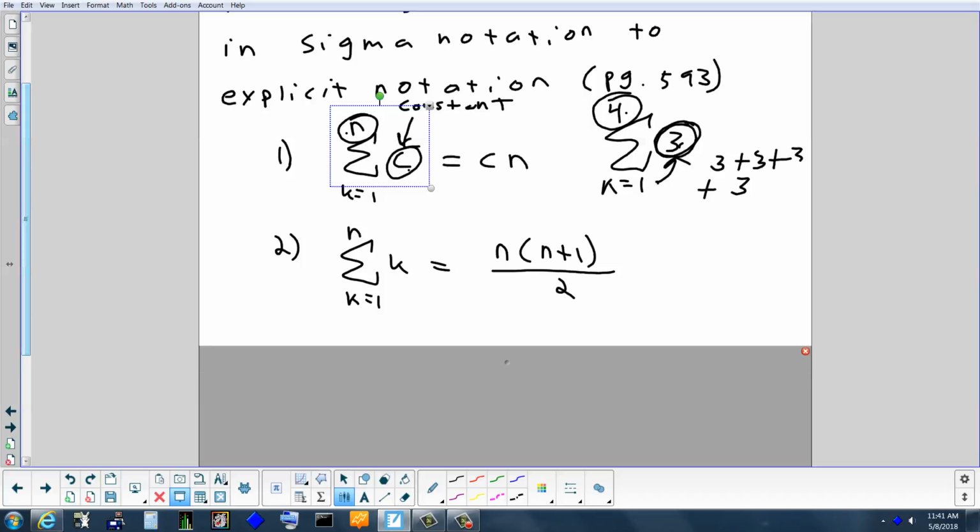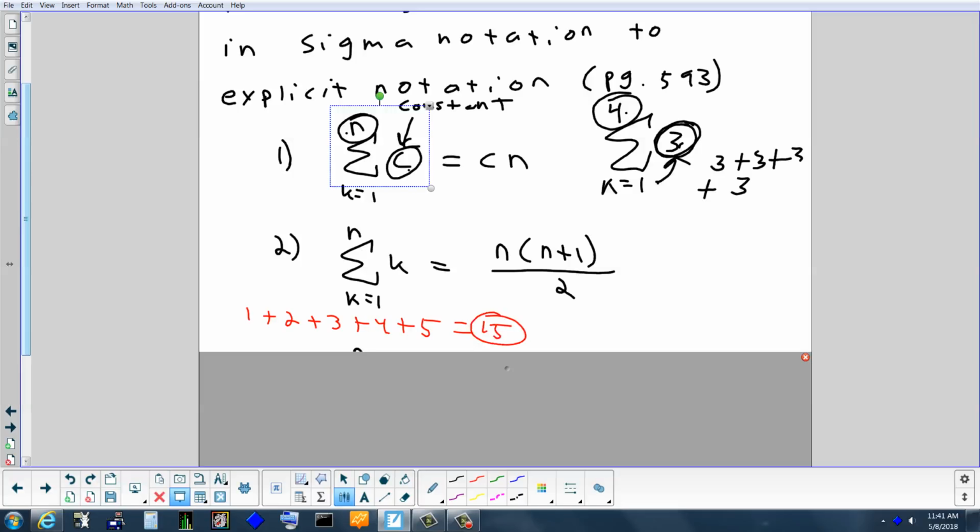And we'll try it. So it's n times n plus 1 over 2. So let's take the first 5 integers. 1, 2, 3, 4, 5. Now, in theory, if I plug 5 in for n, I should get the answer that I'm about to get right now. 1 plus 2 gives me 3. 3 plus 3 is 6. 6 plus 4 is 10. 10 plus 5 is 15. So if you add up the first 5 integers, you get 15.